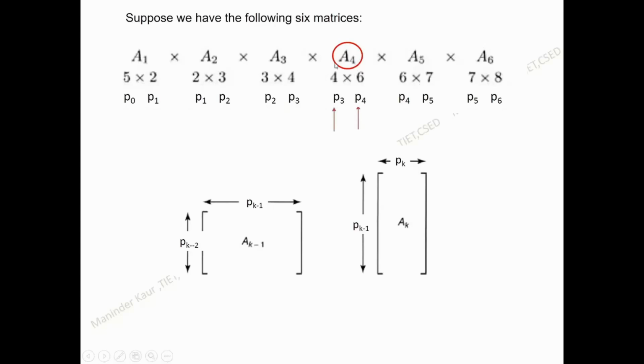In the general case, for a given matrix Ak, if you generalize, the dimensions will be P(k-1) and Pk. That means P(k-1) is the number of rows and Pk is the number of columns. For matrix A(k-1), the previous of Ak, the dimensions will be P(k-2) and P(k-1). This is the representation which we will be using for writing the algorithm for the chain matrix multiplication problem.